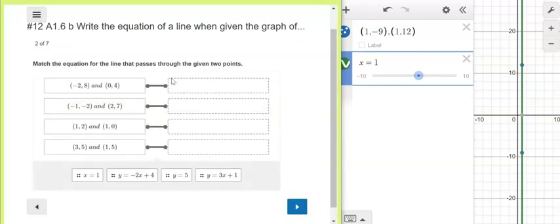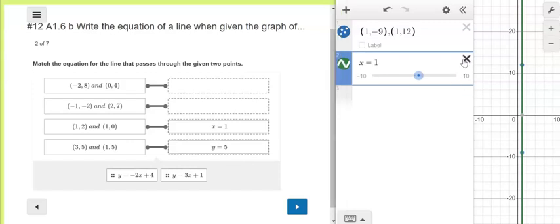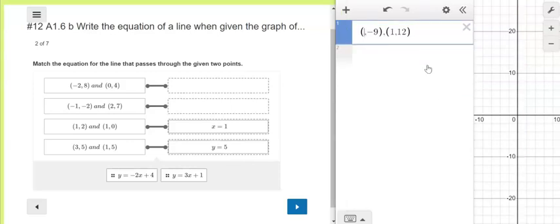Here we are matching the graphs with points. I'm going to go ahead and do the easy ones. If both of the x coordinates are 1, x equals 1 would be that. And then this one would be for here, both of the y coordinates, so y equals 5. And then the other two, I'll go ahead and graph them: -2 and 8, and 0 and 4.